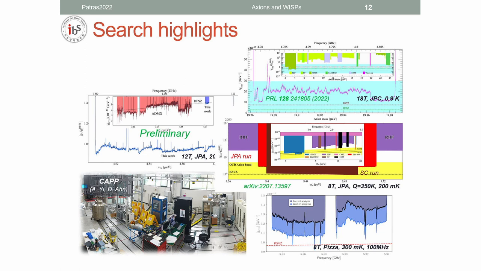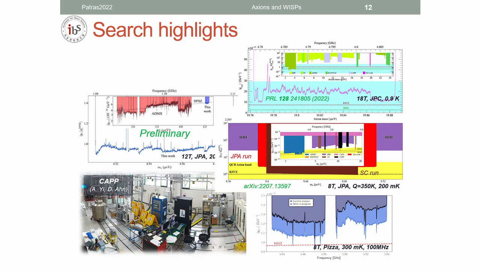So this is humongous. And then we also have the data from the first version of the so-called cavity, which CAPP uniquely developed so far. At the first phase, the quality factor is about 350K, which is still a lot higher than the typical copper cavity. So we have very nice results in this area, particularly around 2 GHz.